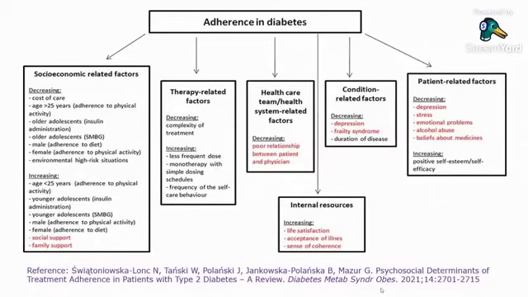Some of the host factors, like age of the patient more than 25 years, and older adolescents, all these factors actually tend to decrease adherence. On the other hand, younger adolescents and male people do better, and adherence to physical activity is better in males, adherence to diet is better in females. Social support and family support definitely will improve adherence, etc.